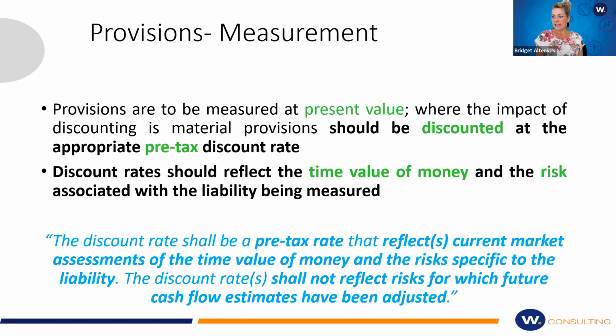So IAS 37 says the discount rate shall be a pre-tax rate that reflects the current market assessments of the time value of money and the risks specific to that liability. The discount rate shall not reflect risks for which future cash flow estimates have been adjusted. So you can see the only guidance contained in IAS 37 is that a present value computation must be done. It just says it must be pre-tax. It must take time value of money into account, and it should take the risks associated with that liability into account. But the standard is not very prescriptive as to how these things should be factored in or taken into account.